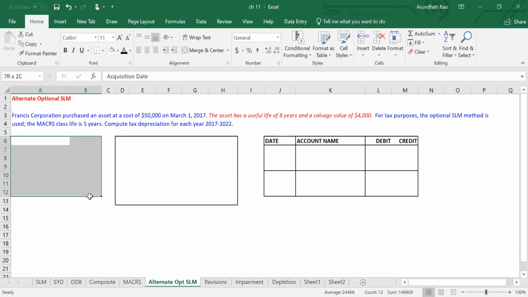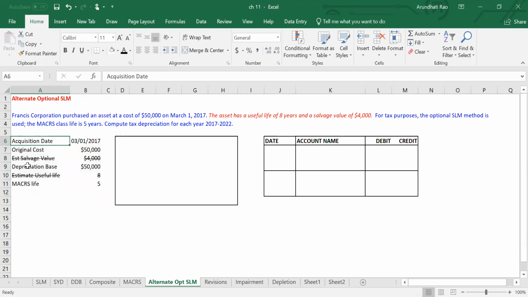So I'm going to pull out all the relevant information over here. Our relevant information is the acquisition date. It's March 1st, 2017. The original cost is $50,000. The depreciation base is $50,000. We're ignoring salvage value. The estimated useful life again is ignored. What I'm concerned with is the maker's life of 5 years. If the maker's life is 5 years, the recovery is going to be over a 6-year period.